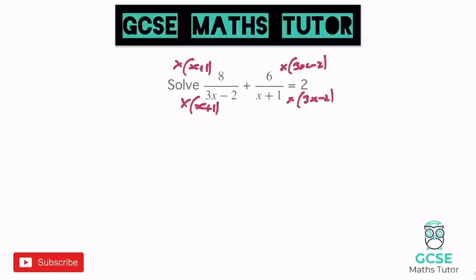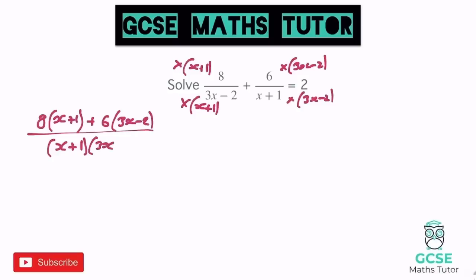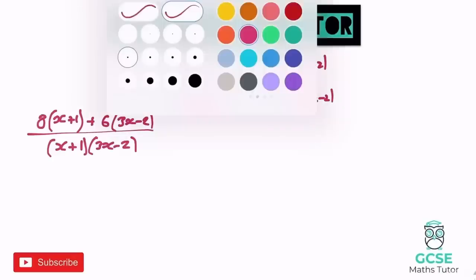So on the top there we get 8 lots of x plus 1, and we're going to add to that 6 lots of 3x minus 2. Now because I'm going to get a common denominator here, I'm just going to write that all over my double bracket, which is x plus 1 and 3x minus 2. There we go. Now we can go about expanding all of that and just get it all tidied up.